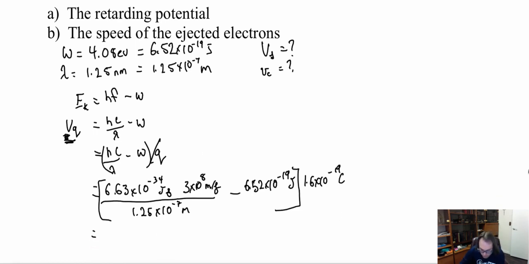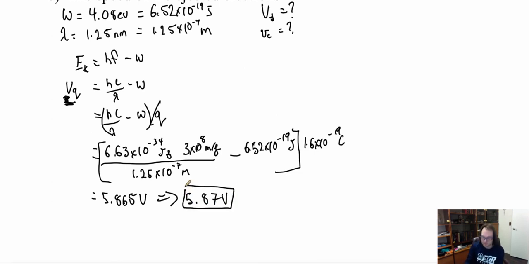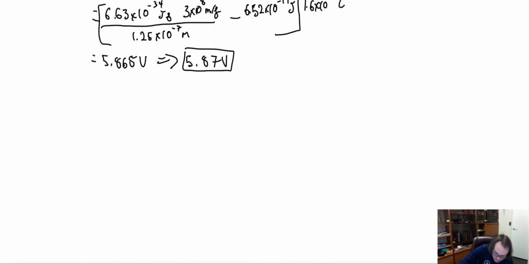So when I plug this all in, I'm going to end up getting a total of 5.865 volts. Or in other words, since we're only using 3 digits, we're going to end up getting 5.87 volts, to correct significant figures. Now we want to find my velocity. And I know my kinetic energy is equal to qV, but it's also equal to 1 over 2 mass times velocity squared. And we're going to try and isolate for velocity here.